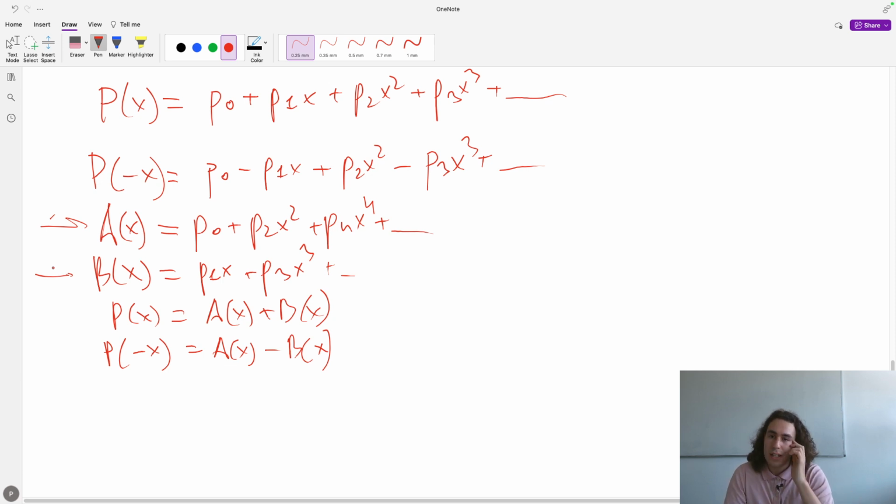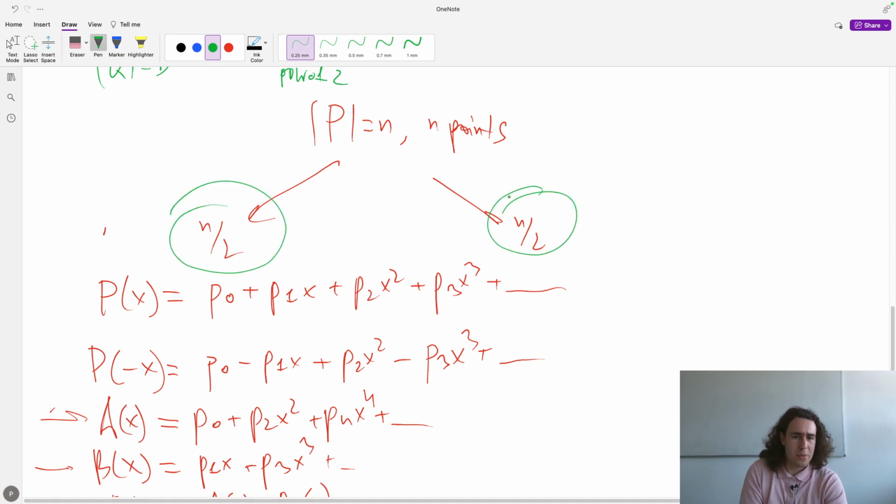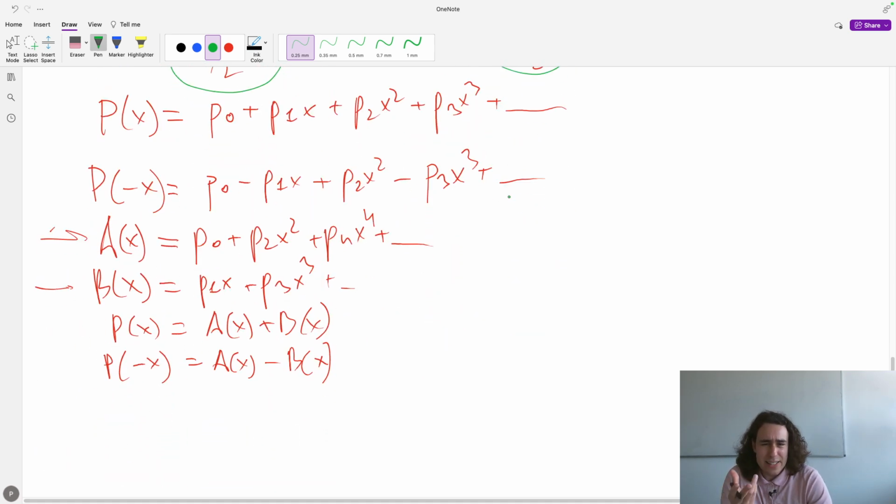There's one slight problem here, is that we're trying to get smaller polynomials, right? Here we kind of get smaller polynomials, but in a weird way, right? They both have n over half coefficients, but the powers are still large, right? The power of a and b is still n or n minus 1.